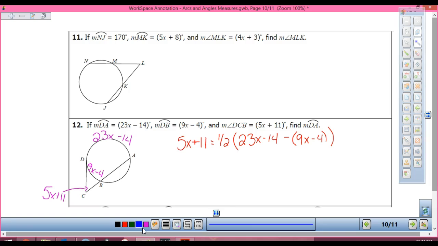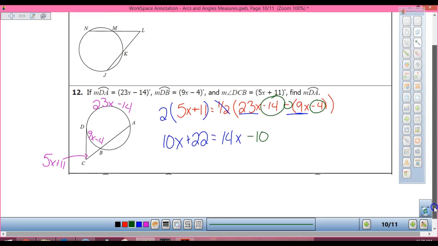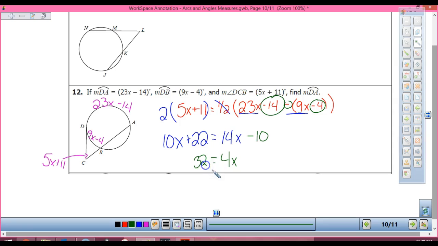So how am I getting rid of this half? I'm timesing my 2. So I have 10x plus 22 equals, so now I have 23x minus 9x, 14x, and now this is the part where you have to be careful because you have negative 14 minus negative 4. So minus 10, because that turns into a plus 4. Okay, does that make sense? Got to be careful when you're solving that bit. So move my 10 over. I've got 4x equals 32, x is 8.